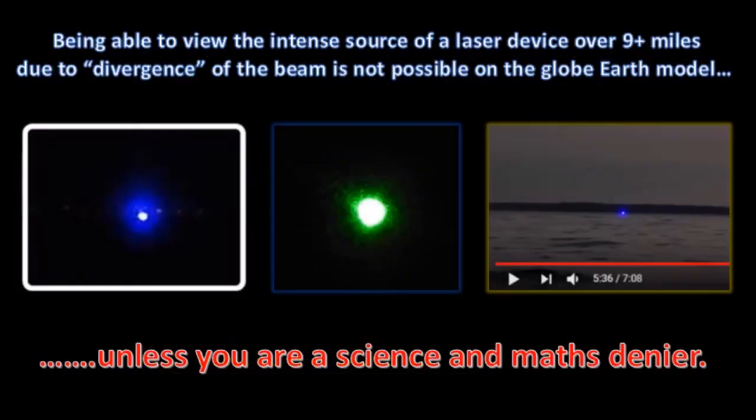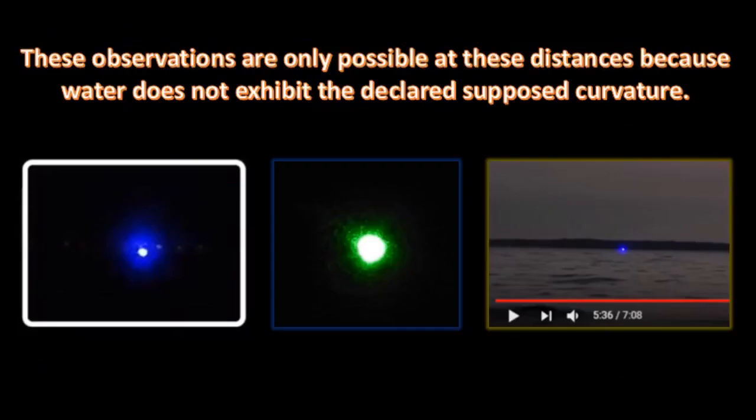Being able to view the intense source of a laser device over 9+ miles due to divergence of the beam is not possible on the globe Earth model, unless you are a science and maths denier. These observations are only possible at these distances because water does not exhibit the declared supposed curvature.